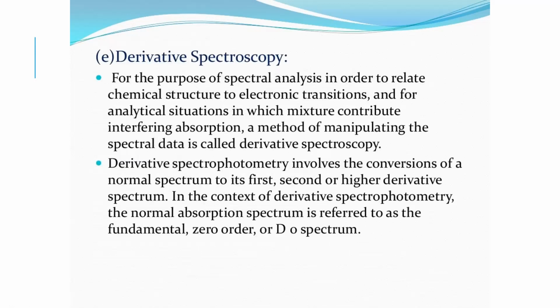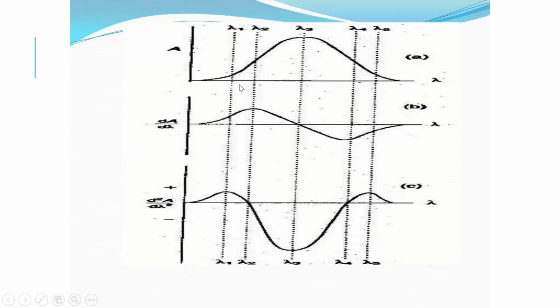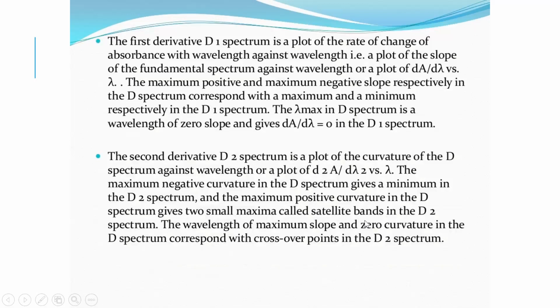Derivative spectroscopy. Here the normal spectrum is converted to first derivative, second derivative or higher derivatives. Let's see how we can convert the normal spectrum into the first derivative. This is the zero order spectrum. This is the first derivative and this is the second derivative. First derivative means dA by d lambda: difference in absorbance divided by difference in wavelength versus wavelength. And this is d square A by d lambda square versus wavelength. This is the second derivative spectrum.